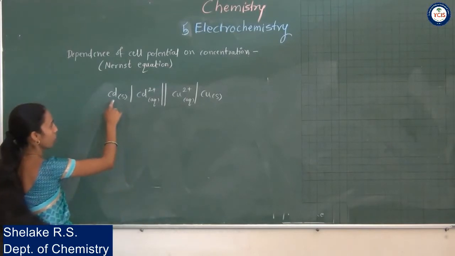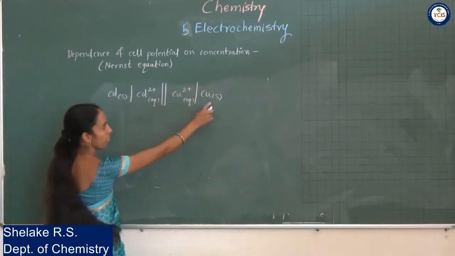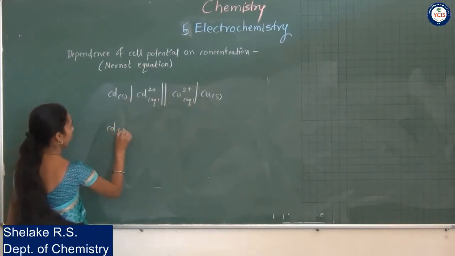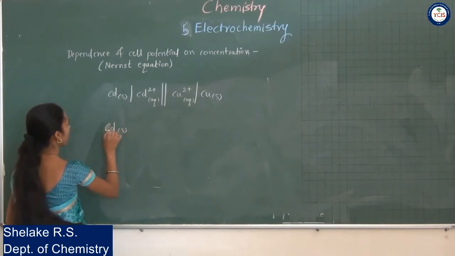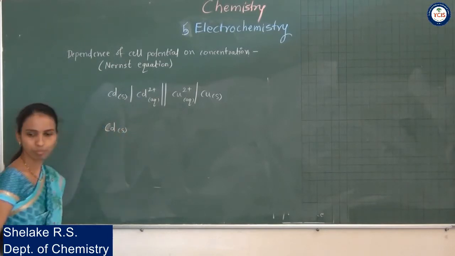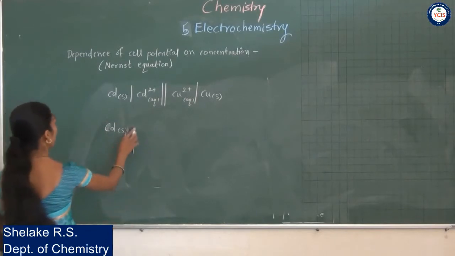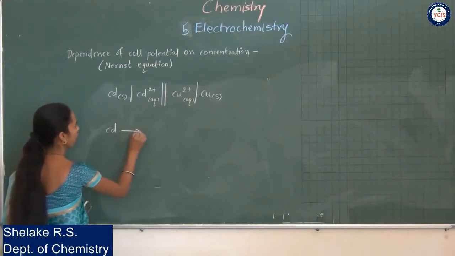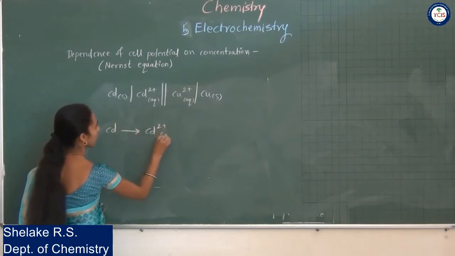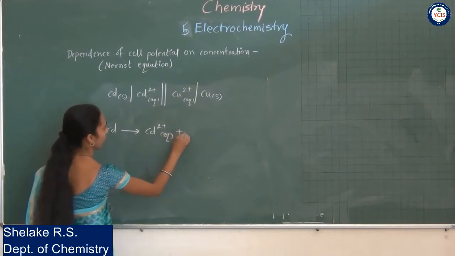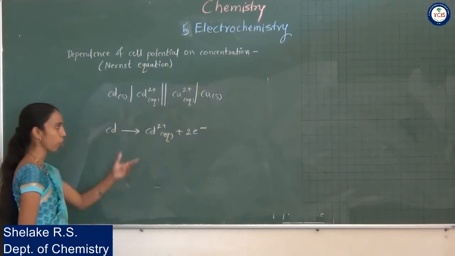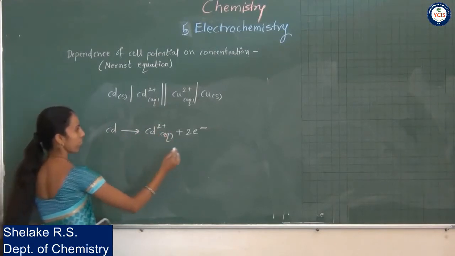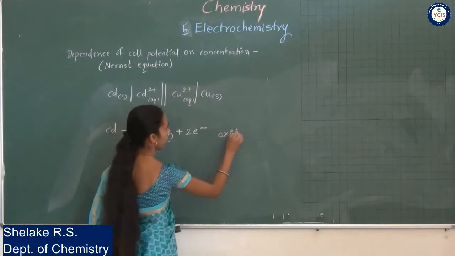This is a basic concept. From that, suppose cadmium is the anode and copper is the cathode. So what happens at cadmium? Cadmium in a solid state will be converted into Cd2 plus. How will it be converted? By giving 2 electrons, because it is an oxidation reaction, that is, loss of electrons. So this is the first reaction. I will write here the oxidation half reaction.